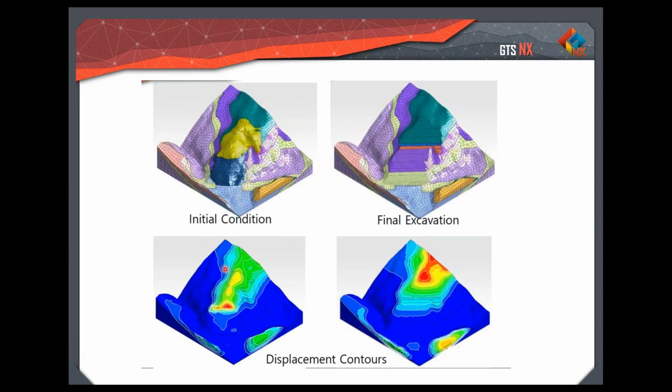You can find the initial condition here, the displacement contours. You can see most of the maximum displacement is concentrated at the bottom. So now what happens is my power plant is completely destroyed, which should not be the case.